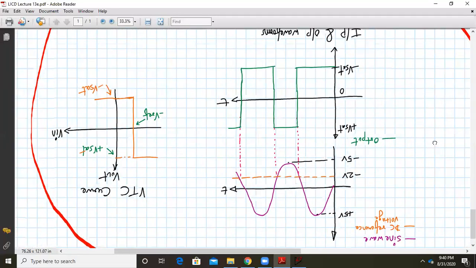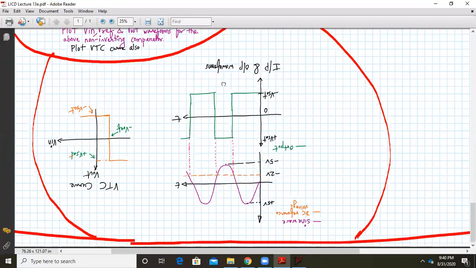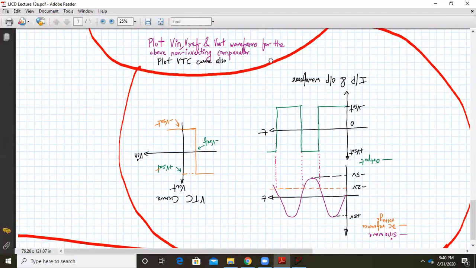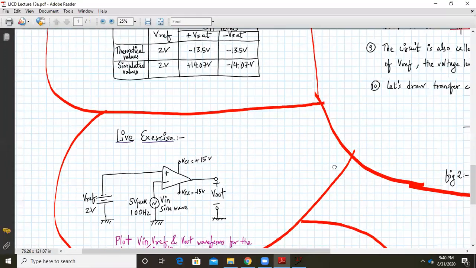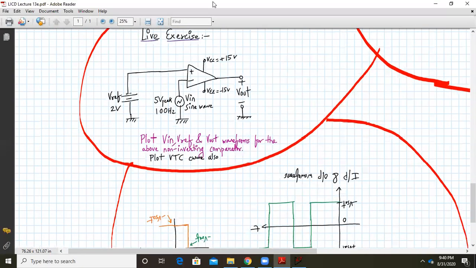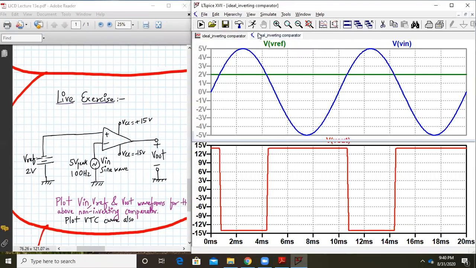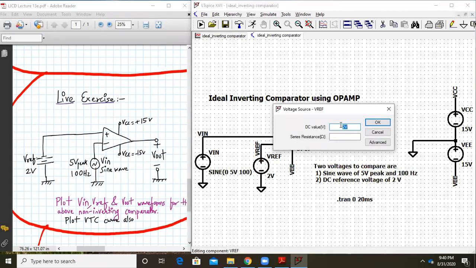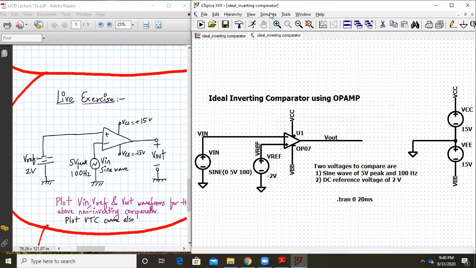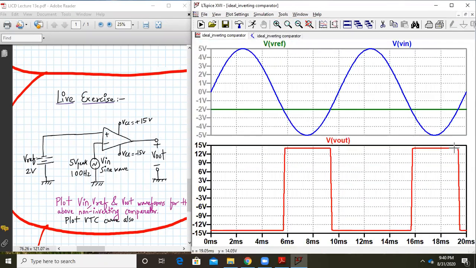Oh, it is given a little opposite. So made it available this way. So these are the results, the VTC curve and the input output waveforms. Now let us check this out in LT Spice quickly. Here V reference should be negative, right? So this should be negative. And what will be the change over here? Yeah. So these are the waveforms.